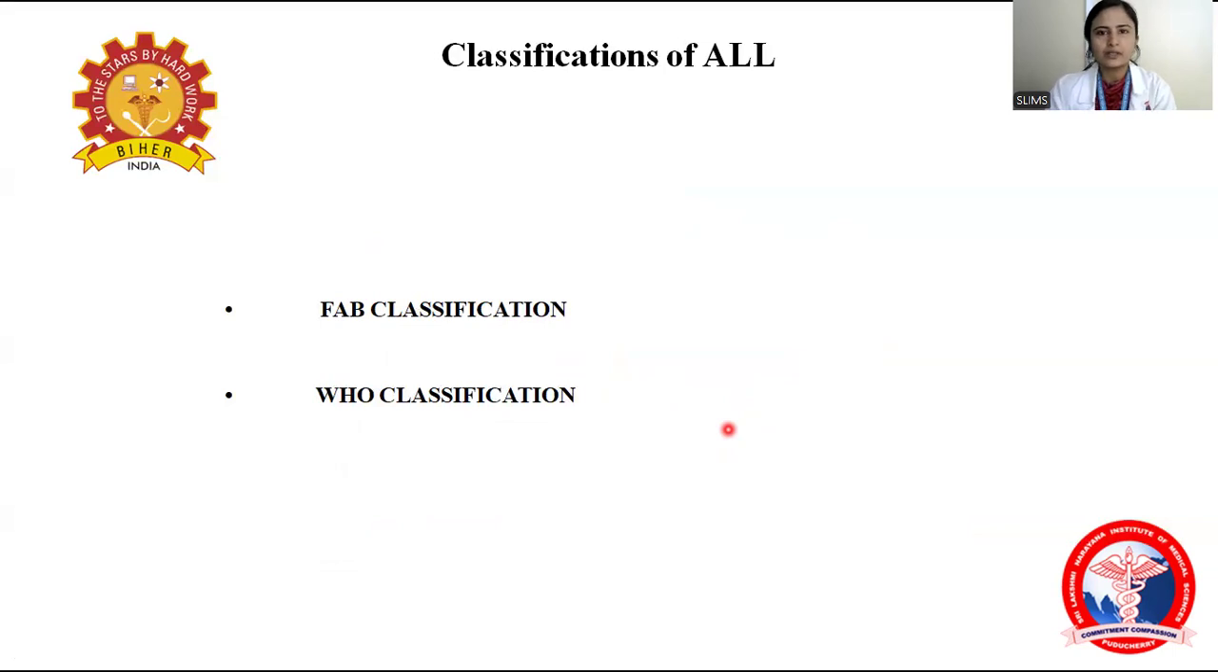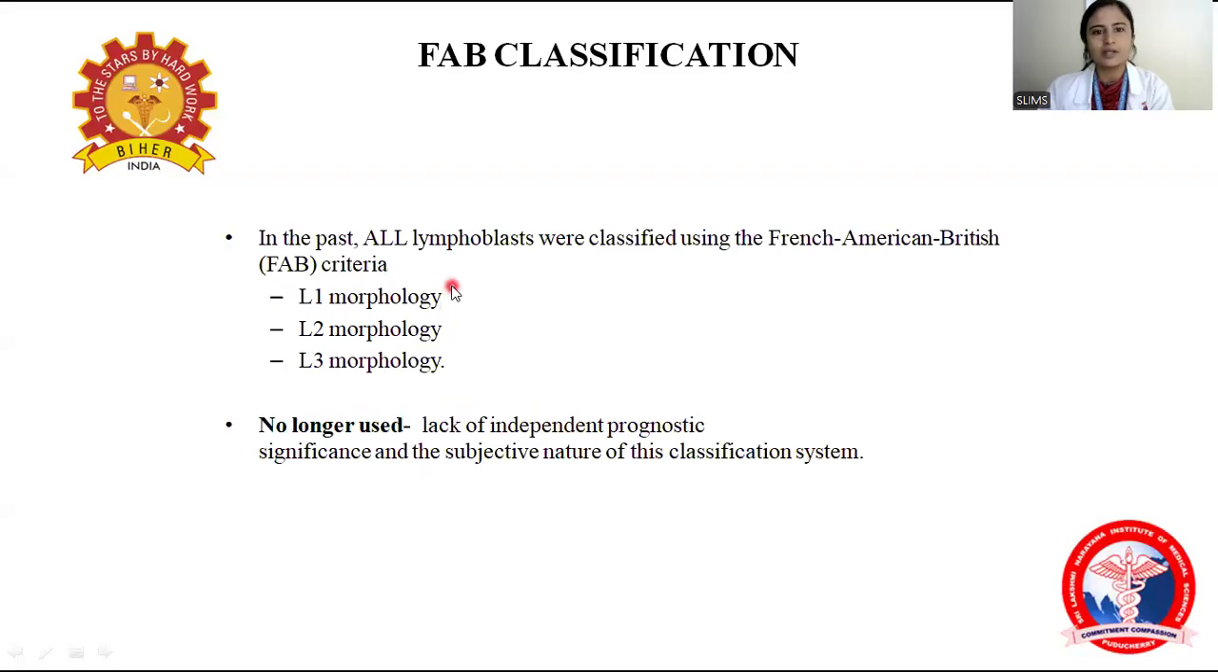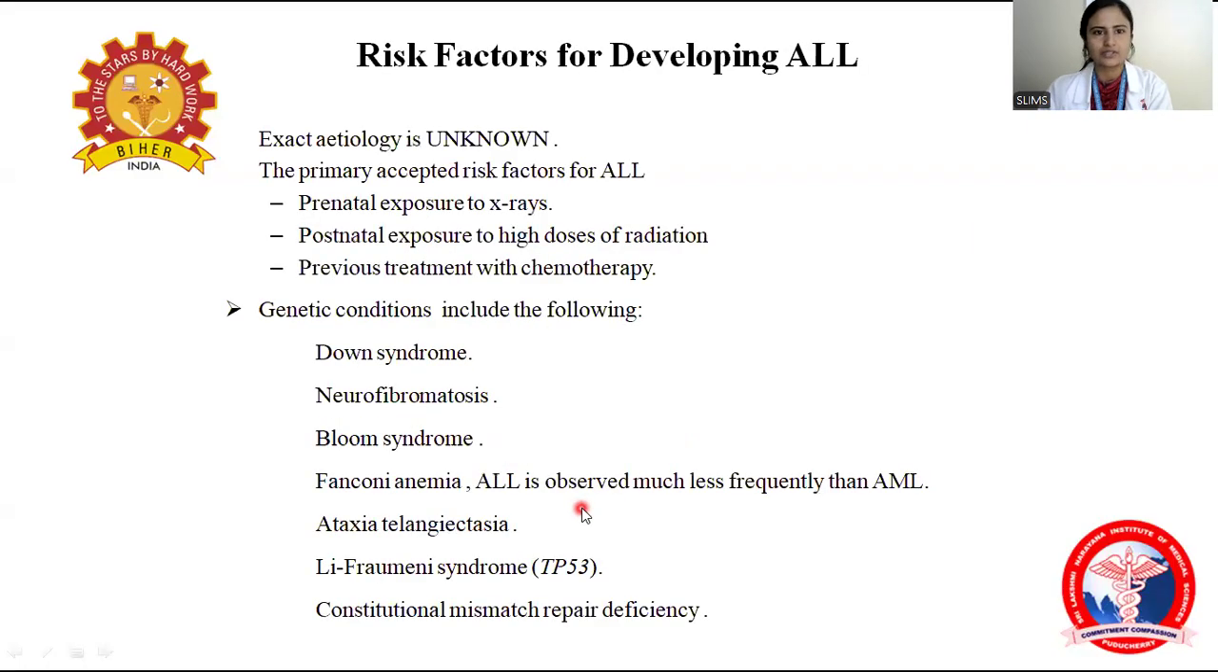Previously, we used to classify acute lymphoblastic leukemia by the FAB classification or the WHO classification. FAB stands for French, American, and British classification. But nowadays we are not using it often; we just follow the WHO classification. In the past, ALL lymphoblasts were classified using the French, American, British criteria, that is L1 morphology, L2 morphology, and L3 morphology. Nowadays this is no longer used because of the lack of independent prognostic significance and the subjective nature of this classification system, so we changed to the WHO classification.